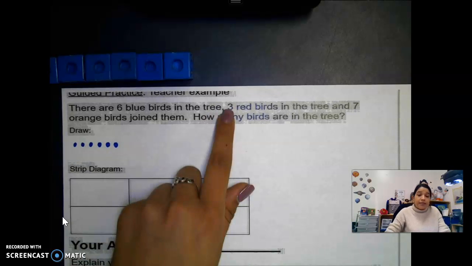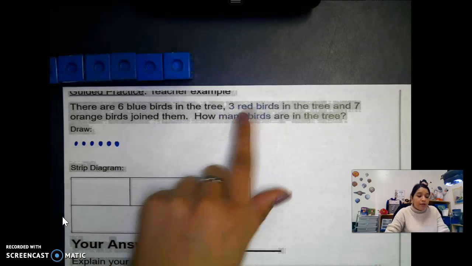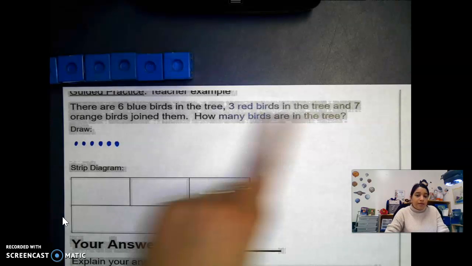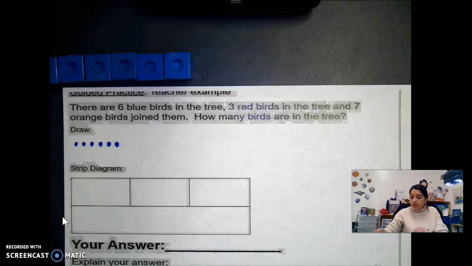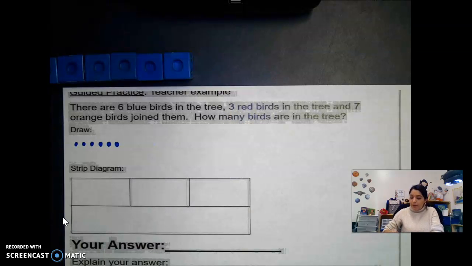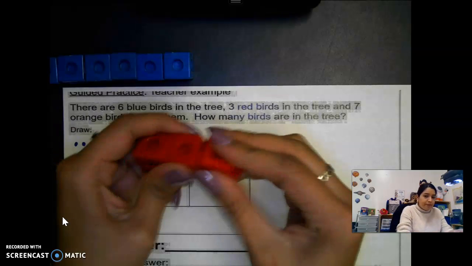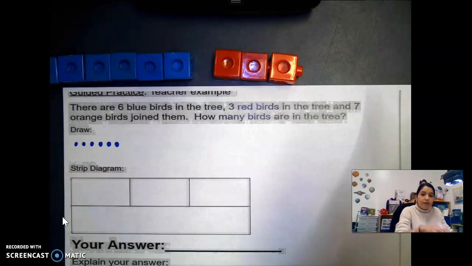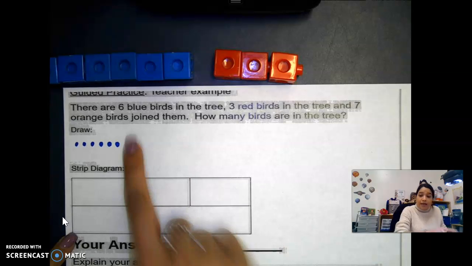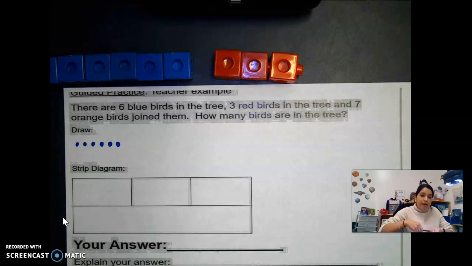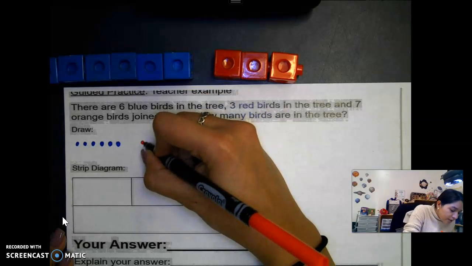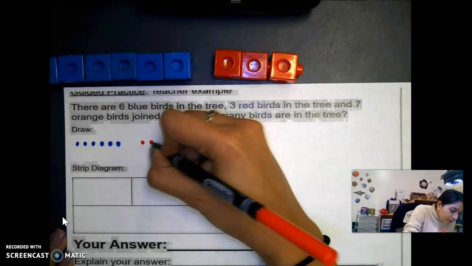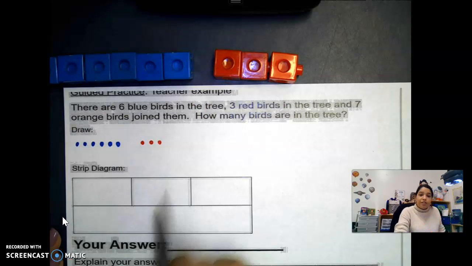Now, let's continue the sentence. 3 red birds in the tree. How many red birds? 3. So I'm going to go ahead and grab 3 linking cubes, like that. And I'm going to go ahead and draw 3 red dots to represent 3 red birds, just like so.